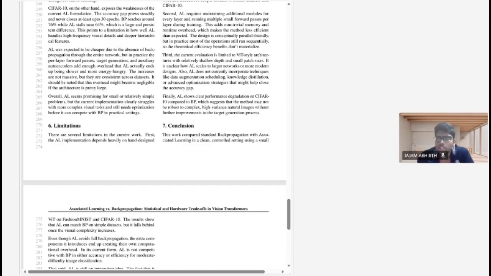So, yeah, that's our project. We hope this gives you a clearer picture of how associated learning compares to backpropagation on vision transformers, both in terms of accuracy and hardware efficiency.